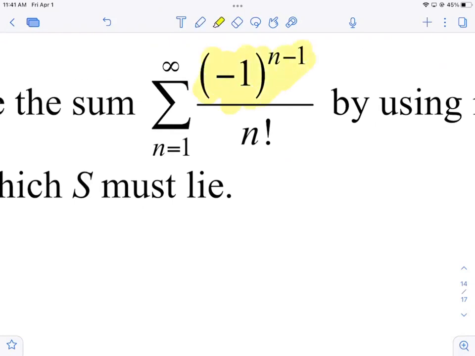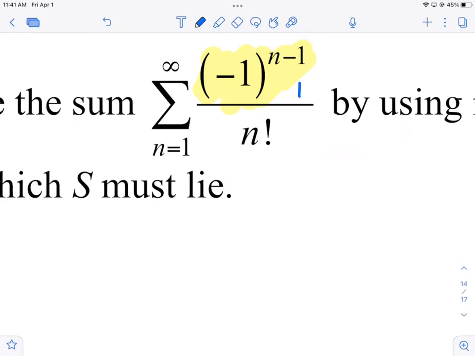Negative 1 to the n minus 1, okay, that is an alternator. And so before we try and find what the actual sum is approximately, we might as well see if it converges first, right? Because if it diverges, trying to trap infinity, no, that's not going to happen. So once we get rid of the alternator, what's left? 1 over n factorial. Does 1 over n factorial go to 0? Yes. Do the terms decrease? Yeah, they decrease for all n greater than or equal to 1.